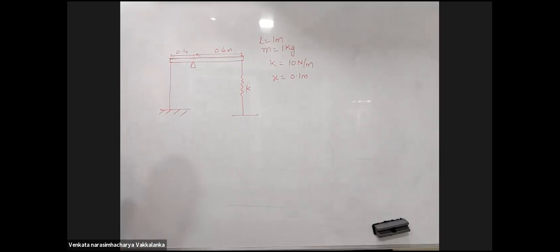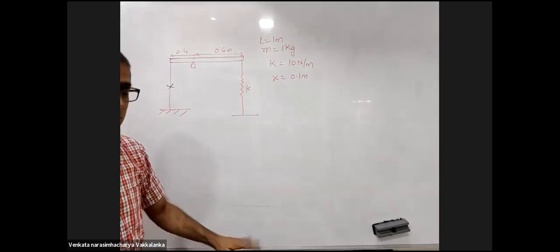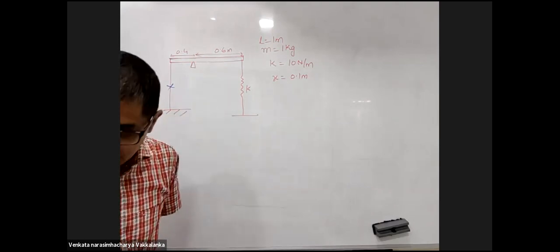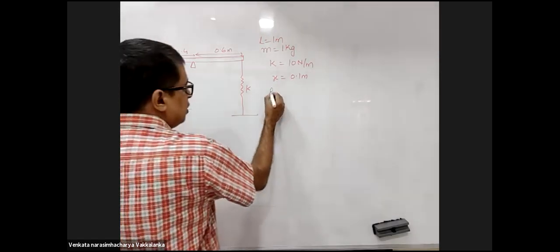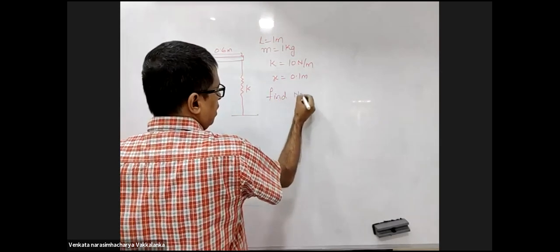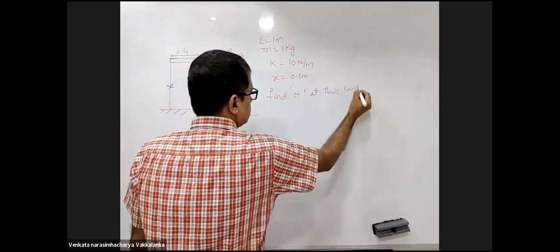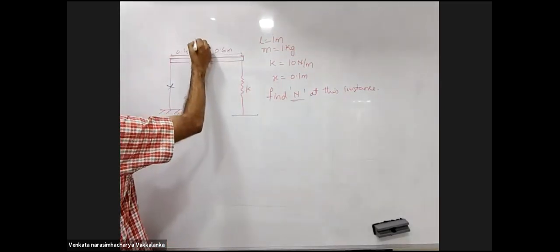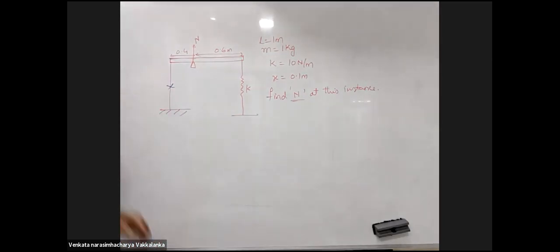Now the question asked is, if this string snaps, find the acceleration of center of mass of the rod at this instant, or find the normal force. We'll slightly change. Find the normal force at this instant when this string snaps.